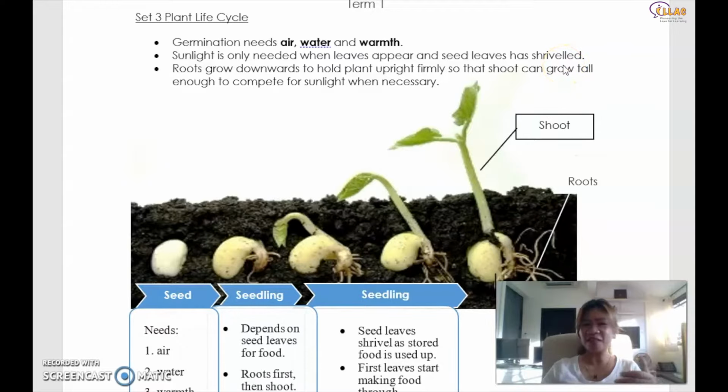Okay, what is seed leaf? A lot of children are very confused at this point because they thought seed leaves means leaf. But actually, no, they are not leaves. They are actually just part of the seed. I will show you in a picture later. Roots grow downwards. This is something that you need to know: it holds plants upright firmly so that the plant can grow tall enough to compete for sunlight when necessary.